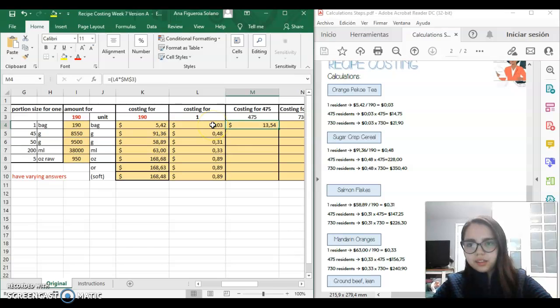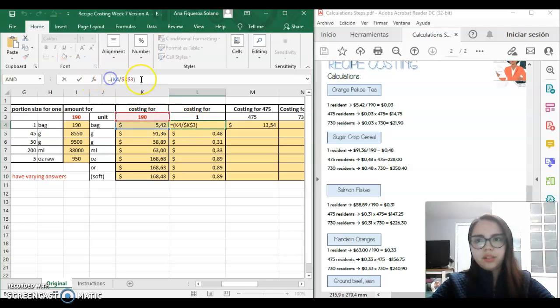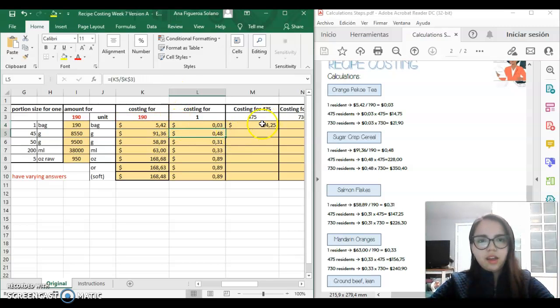So we go back to this first cell from the orange Pico T, and we're going to add the round function here. Equal, round, open bracket, we leave the same formula, and we're going to add a semicolon or a comma, it depends on the system of your laptop, and 2 because we want 2 decimals. Close bracket, enter. And now we have matching results with our handwritten calculations, and then we're going to do the autofill again to correct all of the cells.